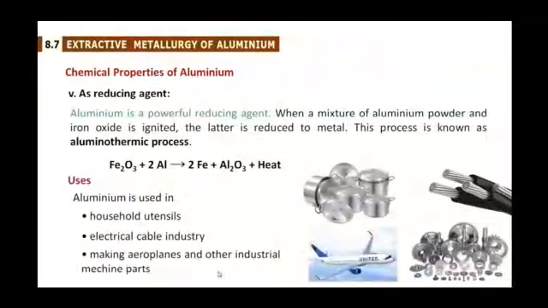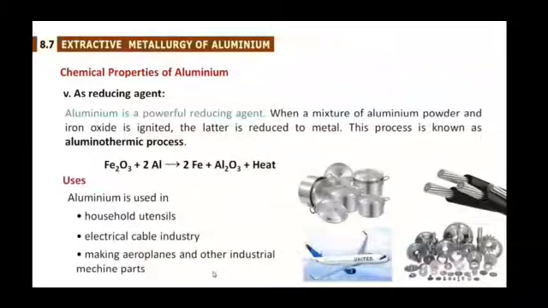Finally, let's learn about the uses of aluminium. It is used in making household utensils, electrical cable, and in making aeroplane parts and machinery parts.